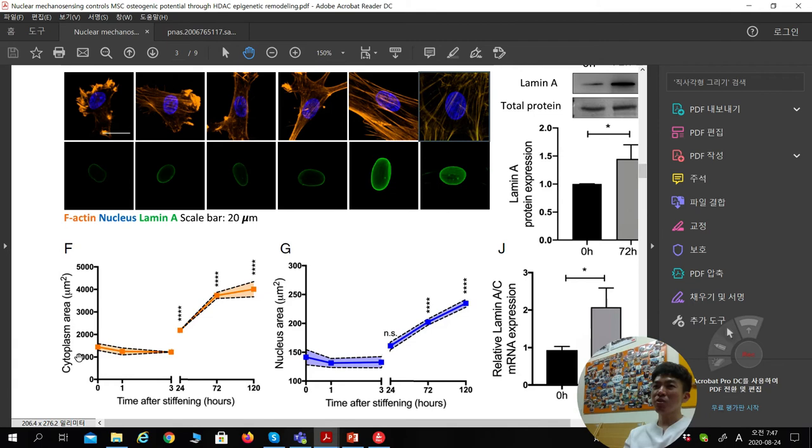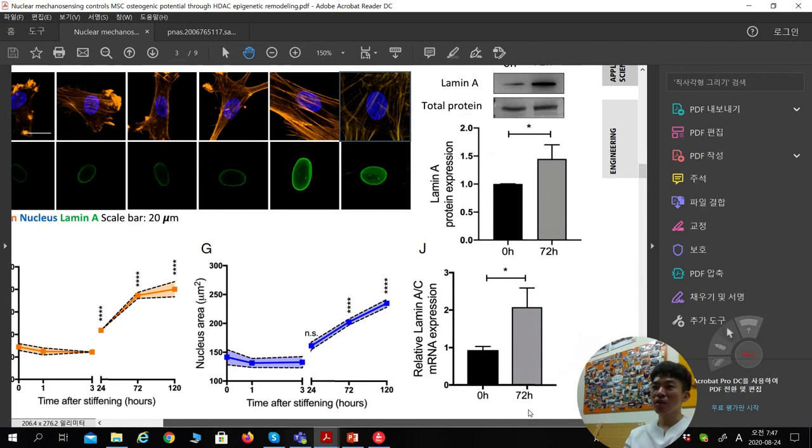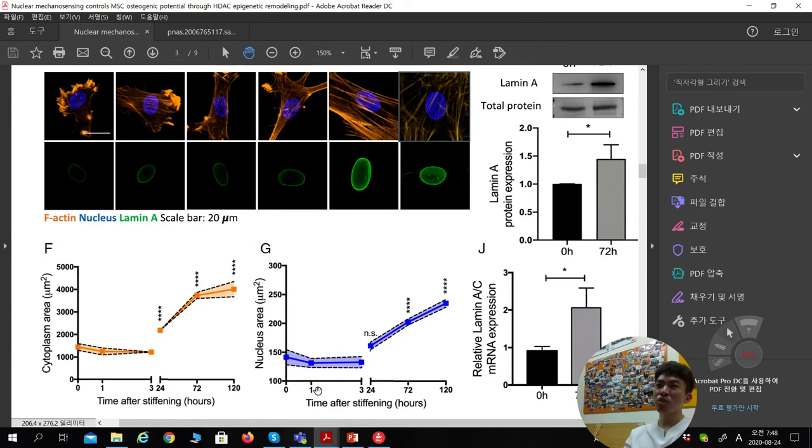And then they quantify cytoplasm area per cell and nucleus area. The increase of cytoplasm area means they are flattened, spreading out. And nucleus area also reflects the flattened nucleus. And the lamin gene expression also increases here. Taken together, the cell reacts to the stiffened gel, and the nucleus, lamin, and cytoplasm are also influenced.